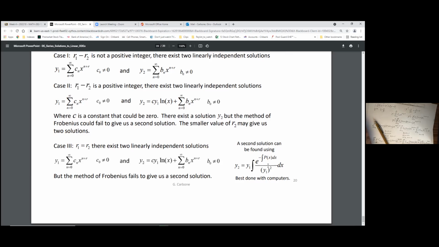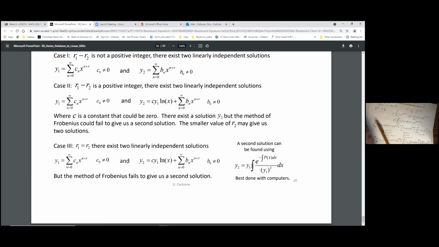But I just want you to be aware of the fact, assuming that maybe someday you'll be solving equations like this where these conditions will occur, that once again, when R1 is equal to R2, two independent solutions do exist, but the method of Frobenius fails to give us a second solution. But you can always find a second solution using this formula here. Imagine squaring the power series and then doing this integral and dividing by the square of the power series times this, then multiplying it by the power series. It's a mess, but nevertheless, it can be done.